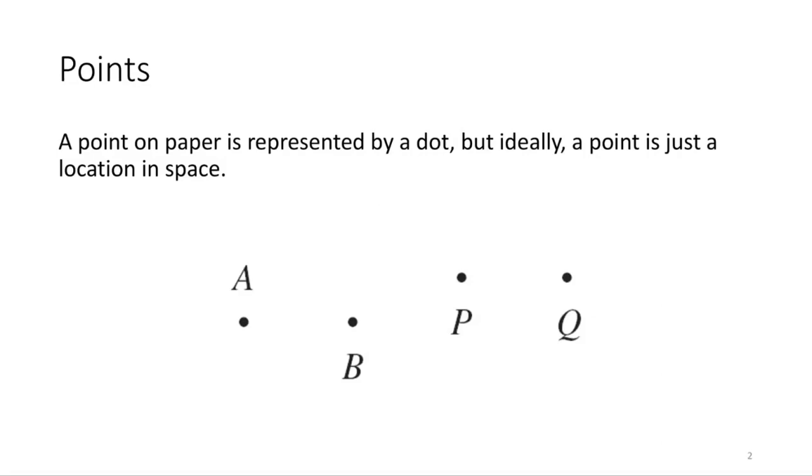Okay, so let us go over some common terms found in geometry, and I'll start with points. A point on paper is represented by a dot, but ideally a point is just a location in space. That is, these points have no thickness, no length, no height, no width, no depth. They have no dimension. They're just locations.